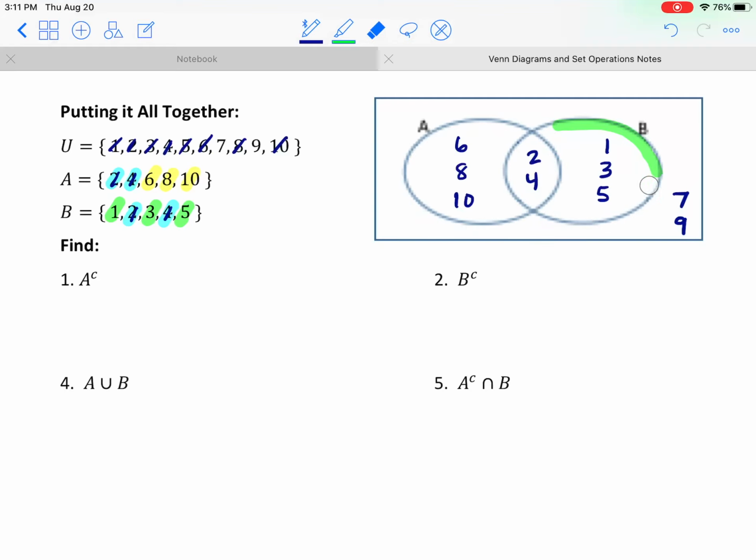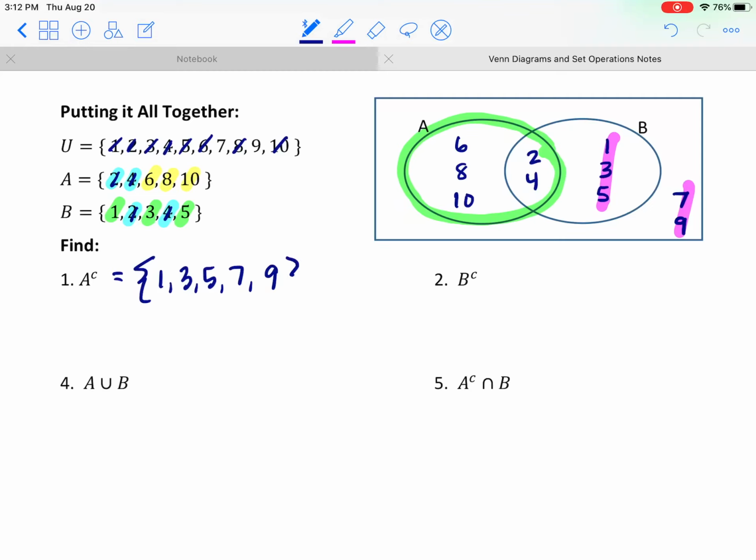Let me try to help you here. Okay, what's not in A? So A includes the evens, 2, 4, 6, 8, and 10. What's not in A would be 1, 3, 5, 7, and 9. Those are the elements not in A. So this is going to be 1, 3, 5, 7, and 9.